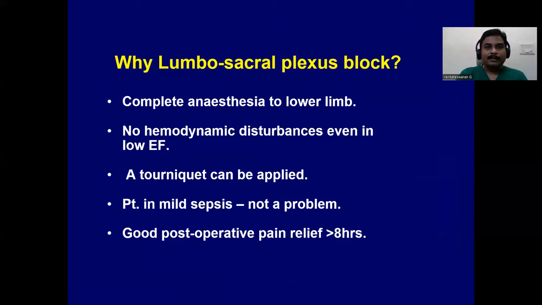Why lumbosacral plexus block for these types of surgical procedures? Because the lumbosacral plexus block produces complete anesthesia to the lower limb. There are no hemodynamic disturbances even when the ejection fraction is low. A tourniquet can be applied and surgery can be done without any blood loss. Even in a patient with mild sepsis, it's not a problem; this block can be given. It also gives very good post-operative pain relief for more than 8 hours.